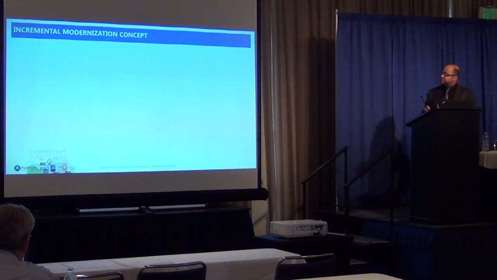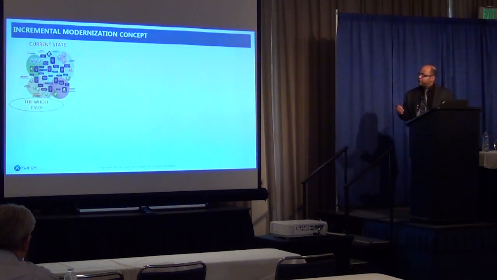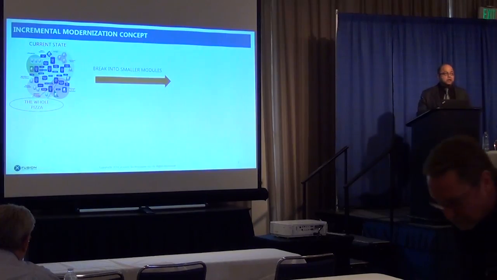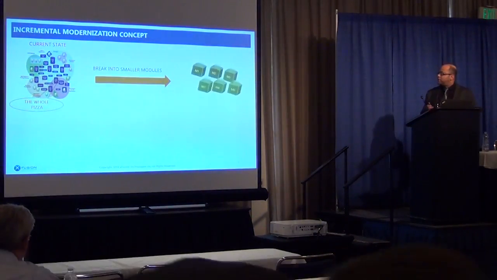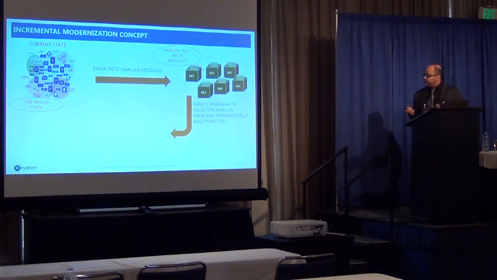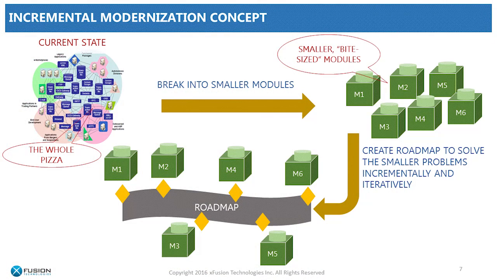In terms of system modernization, in incremental modernization, the current state is the whole pizza. The first step is to break the entire system into smaller, bite-sized modules, and you create a roadmap to modernize them incrementally and iteratively. So we are not taking all the modules to be modernized in one go in a big bang way, but we are modernizing them incrementally, creating a roadmap to modernize them in an iterative fashion.